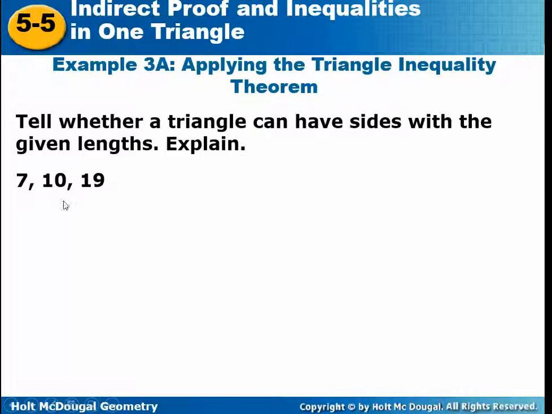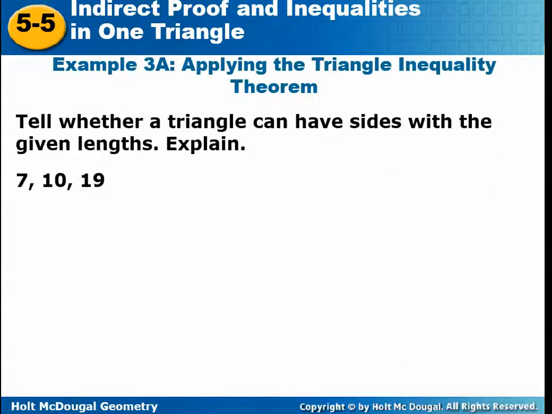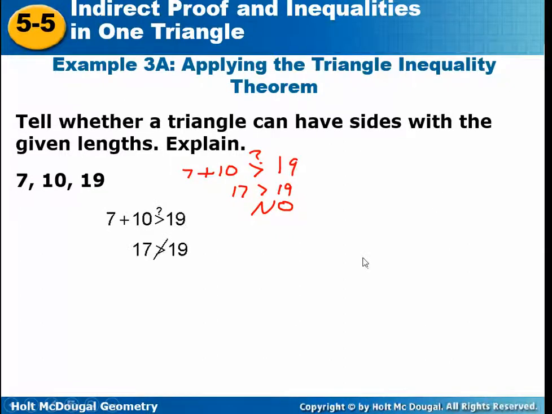So the way you do it is you do exactly what I just did. You do it 3 times. And if all 3 of them are true, then it'll work. So on your paper, you would write 7 plus 10, is that greater than 19? And you'll check and see, well, that's 17, is that greater than 19? No, it's already failed. So this is not going to be able to be a triangle.